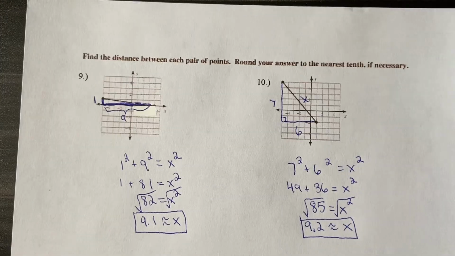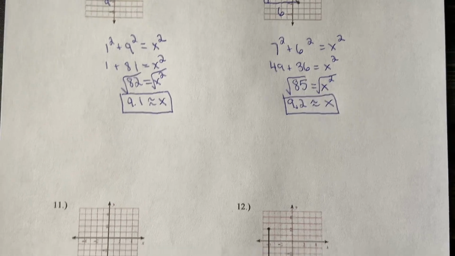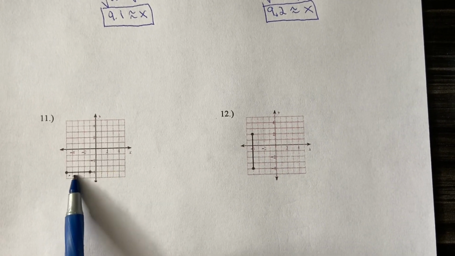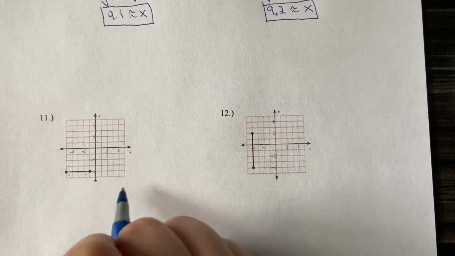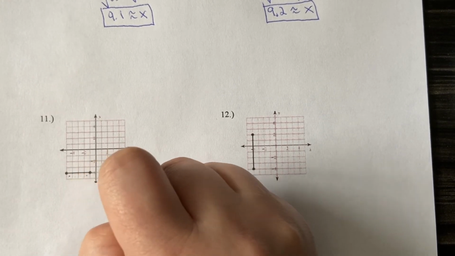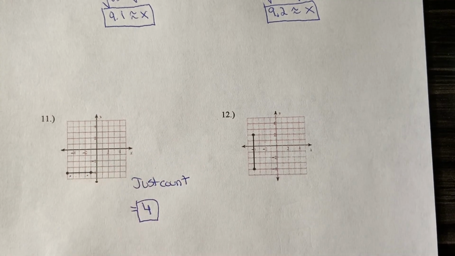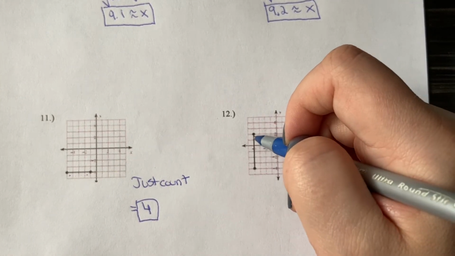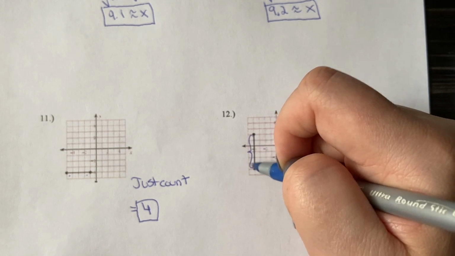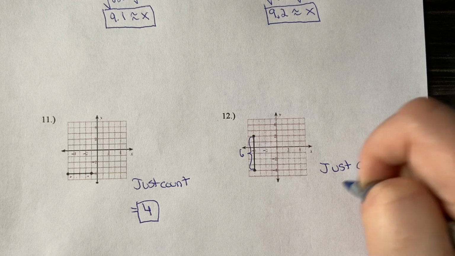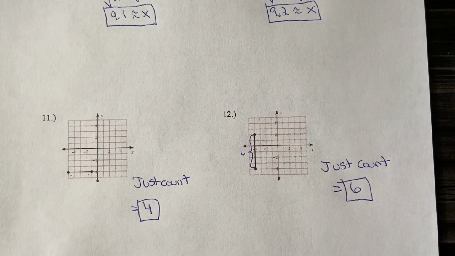So then for the last two, what I wanted you guys to get out of the last two was just to count it. So if you just count squares, like 1, 2, 3, 4, you just count. And you end up getting 4. Okay, so this one, if I count it, 1, 2, 3, 4, 5, 6. So just count it. And that is 6. Okay, and that's it.